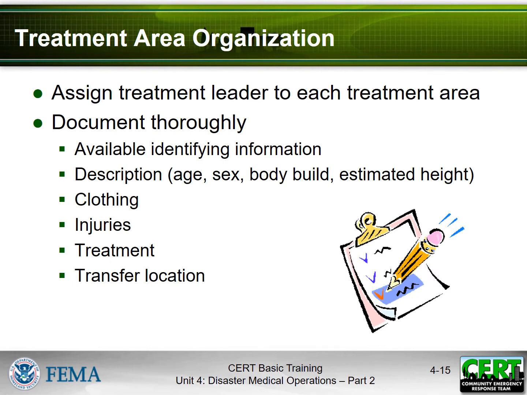Treatment area organization. Assign treatment leaders to each treatment area. Document thoroughly available identification information: description, age, sex, body build, estimated height, clothing, injuries, treatment, transfer location. If they're able to talk to you, also get their name. If they're not able to talk to you, do what it said: approximate age, sex, body build, estimated height, the clothing they're wearing, the injuries that they had, the treatment that was given, and where they were transported to. All these patients have to be followed up with.